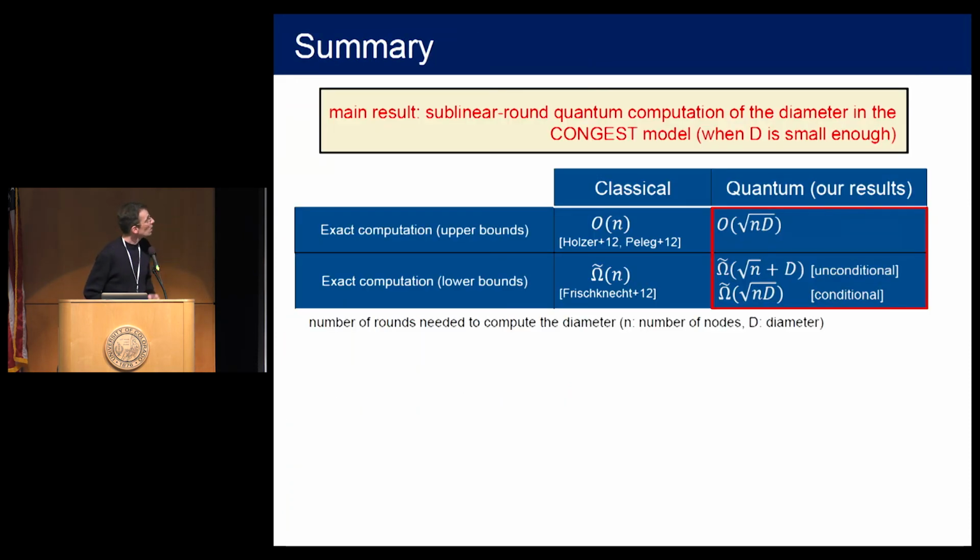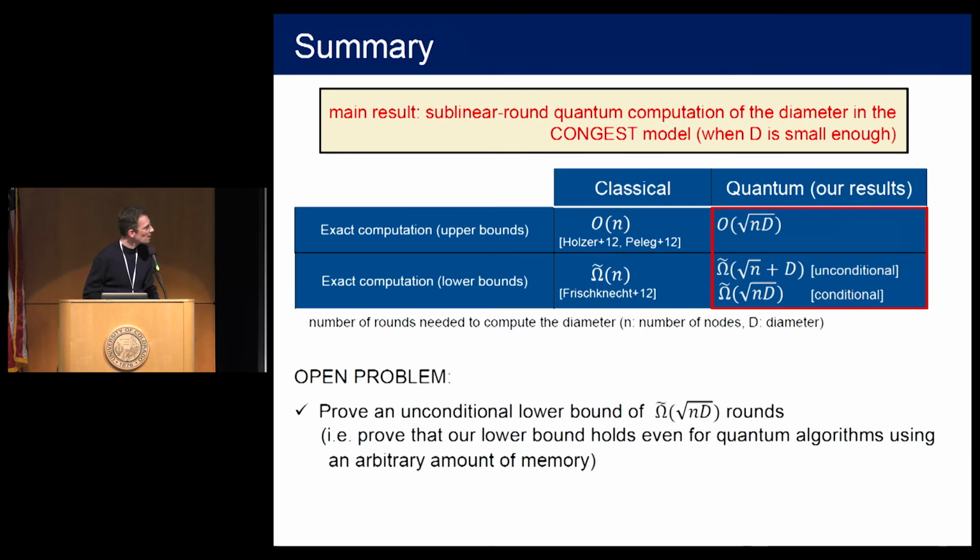So now, a summary. In this work, we have been able to show that it's possible to obtain sublinear round quantum computation of the diameter in the CONGEST model. Okay, when the diameter is small enough. And we also have lower bounds, which are matching if you assume this condition. And of course, the open problem is to prove an unconditional matching lower bound. That is, to prove that our lower bound holds even for quantum algorithms using an arbitrary amount of memory. I believe that it is true, but I don't know how to prove it.